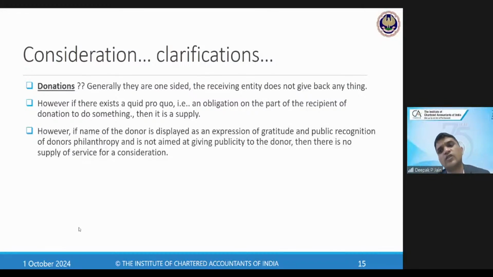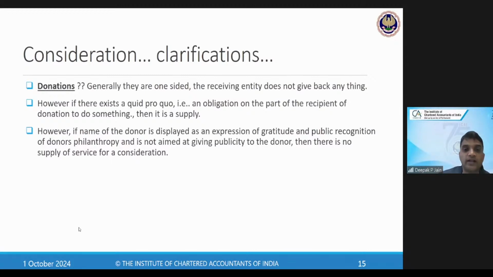So donations generally are one-sided. Whom will you pay? You'll contribute some donation to an NGO or a charitable organization or a trust or a Section 8 company, correct? These are the places where you make donations.